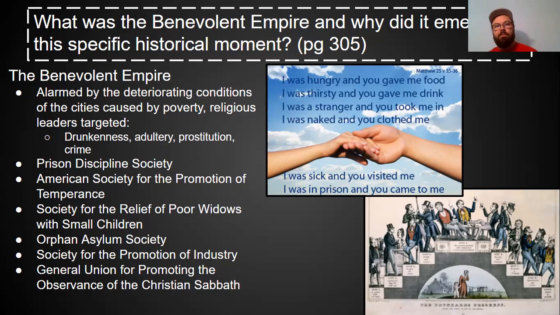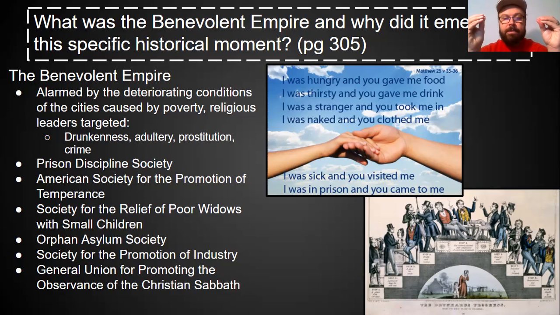It says here, alarmed by the deteriorating conditions of the cities caused by poverty, religious leaders targeted drunkenness, adultery, prostitution, and crime, and a variety of other things. Here's a whole bunch of new societies that were founded during this time period: the Prison Discipline Society, the American Society for Promotion of Temperance, the Society for the Relief of Poor Widows and Small Children, the Orphan Asylum Society, the Society for the Promotion of Industry, and the General Union for the Promotion of the Observance of the Christian Sabbath. So there's a few things to point out here.